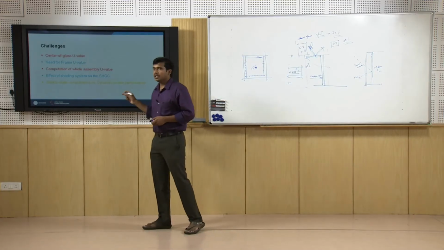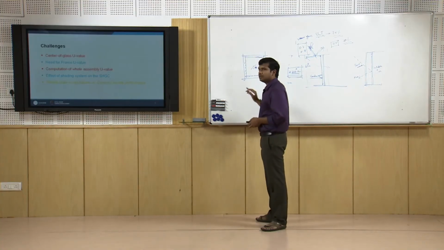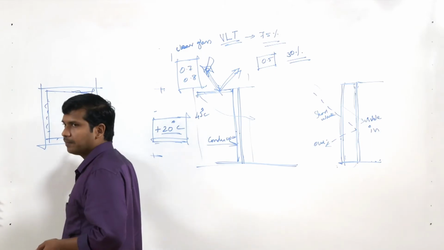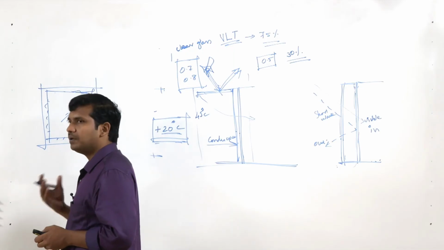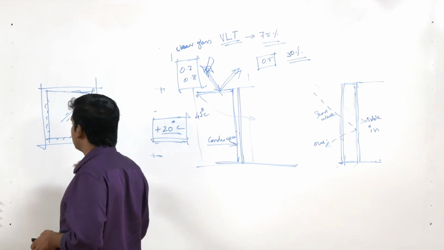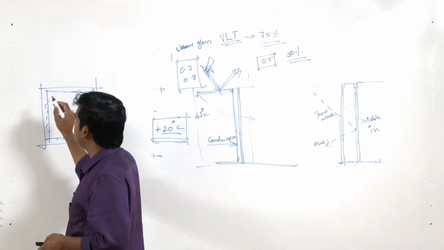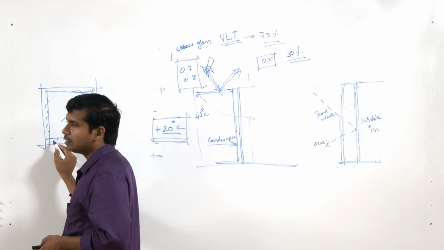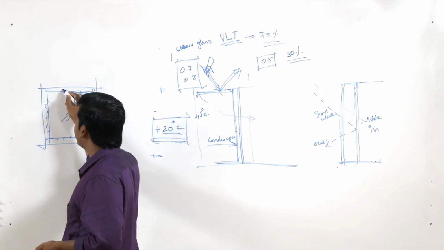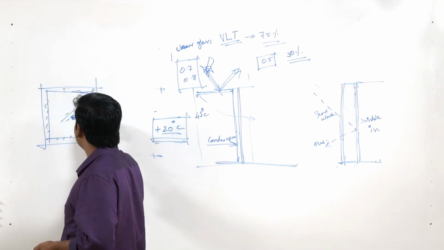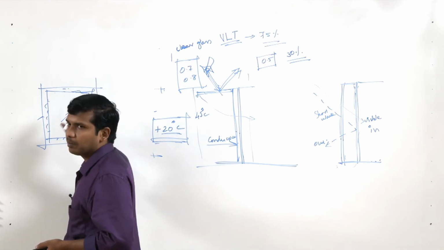Number 2, the need for the U value of the frame itself. Imagine you have a UPVC frame versus an aluminum frame versus a highly insulated thermal barrier aluminum frame, or a different type of structural facade system versus a non-structural facade system, with thermal insulation or without thermal insulation. See, you have a highly insulated glass here. If the frame itself is not thermally insulated, then you will have a lot of gains and losses happening at this particular juncture. So this becomes a weaker link, and this will create problems for you.